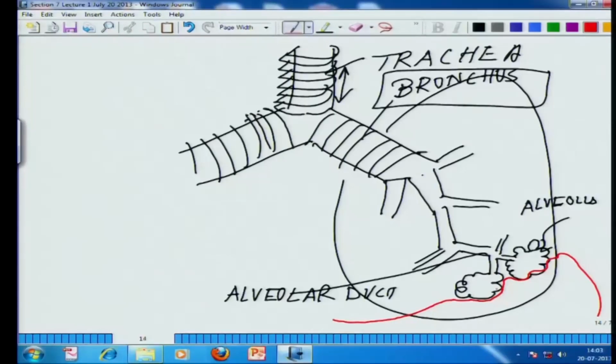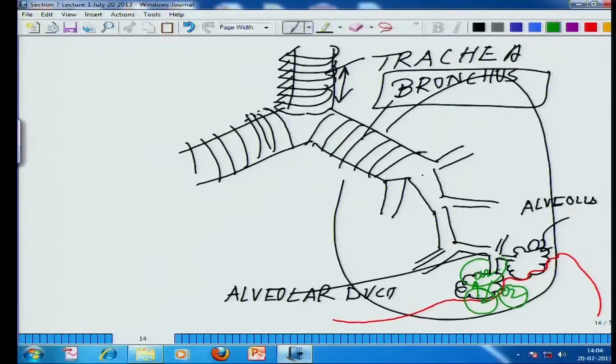Okay. So, this is the zone of the pulmonary membrane where all the exchange of gases is taking place, the CO2 and oxygen and everything. This is the critical zone where this whole process is taking place.